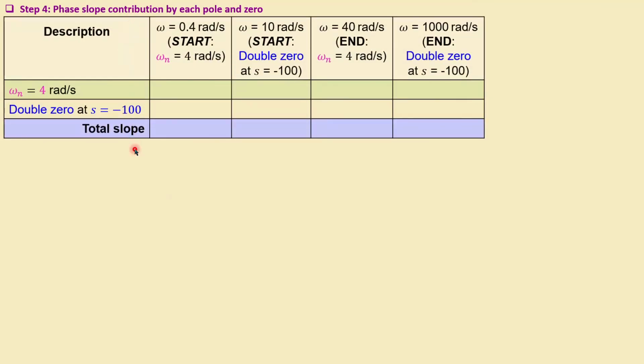Okay, now let's move on to the next step, which is the phase slope contribution due to each pole and zero. In a similar form as we did for the magnitude slope contribution, but now we have to be a little bit more accurate and do a little bit more bookkeeping, because for phase plots, for each break frequency we need to look 1 decade below and 1 decade above in order to say where it starts and where it ends. For example, 4 radians per second starts 1 decade below, 0.4, and it will end at 40, that is 10 times larger, so 1 decade above.